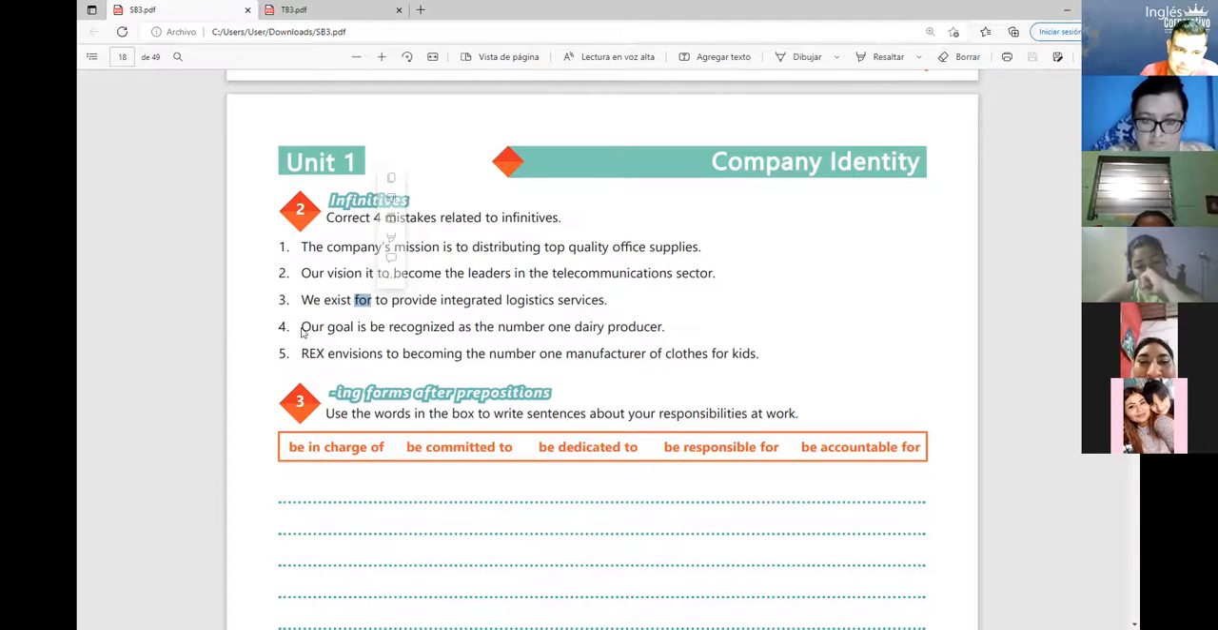Reconocido. En la número 5, Rex envision to becoming the number one manufacturer of. Para mí es la correcta porque está hablando de una visión que prevé, convertirse en la número uno. Ok, bien. ¿Alguien más? Sería la correcta porque ya todas le sacamos el error. Bueno, les voy a comentar en la 5, el error es que el verbo está en ING y la preposición es to. Si aquí la preposición fuera for, estaría bien: Rex envision for becoming, pero como la preposición es to, tenemos que eliminar ING.